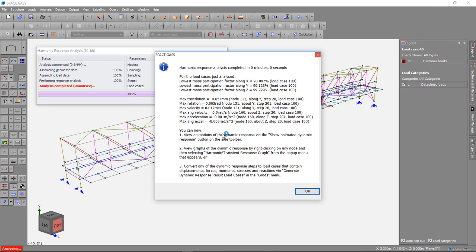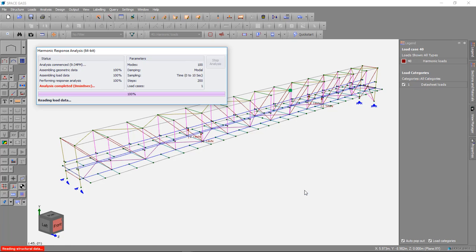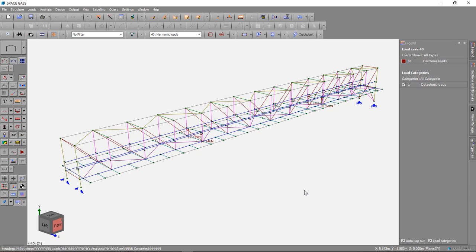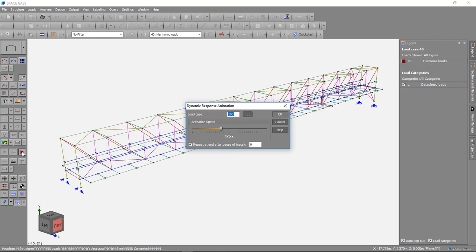So we get a summary of, again, the mass participation factors, and then a summary of the maximum translations, rotations, velocities, etc. That just gives you a small snapshot of how the structure has responded. So we'll click OK, and the next thing I'd probably do is run an animation just to see how the structure's reacted to those loads. So load case 100, that's our harmonic load case.